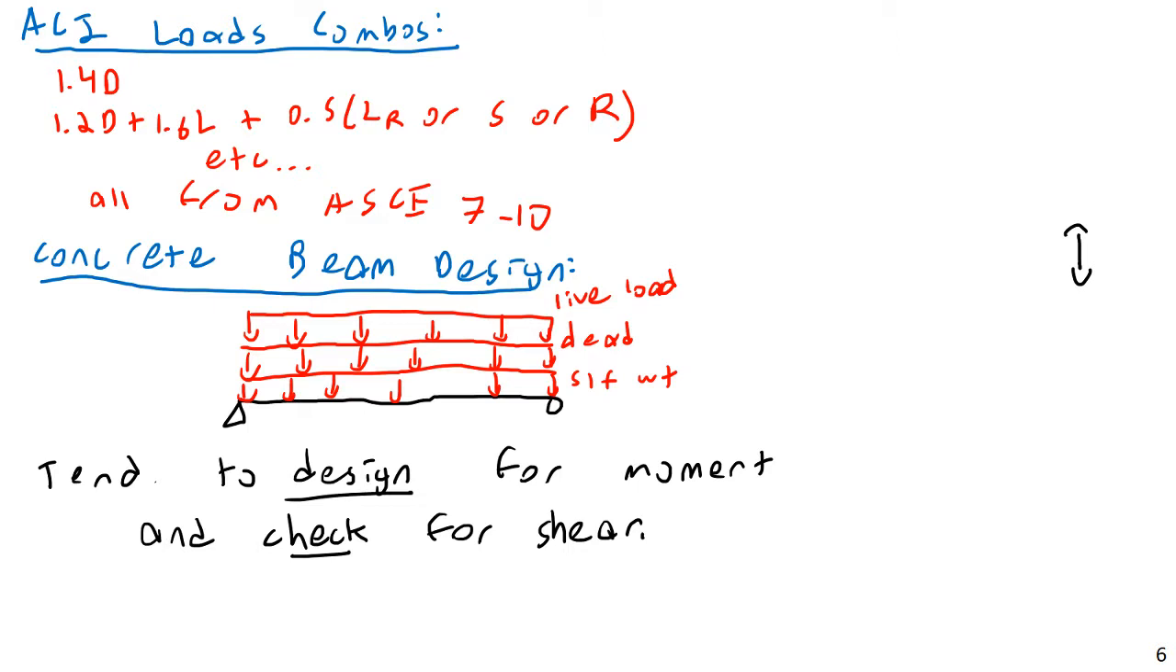And then only once we're completely satisfied with our moment design, then and only then will we go back and design and check for shear capacity. So again, the guiding principle of our beam design here is that we are going to design based on moment and check based on shear.